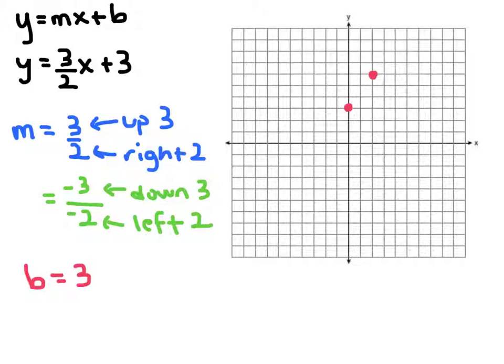I can continue this. Let's draw the slope triangle to make that clearer. We went up 3 and right 2. And from that point we just plotted, we can continue this again by going up 3 and right 2 as well. Get that next point on the line, and you could actually show the slope triangle if you need to. Helps you see it, helps me see it, so might as well.